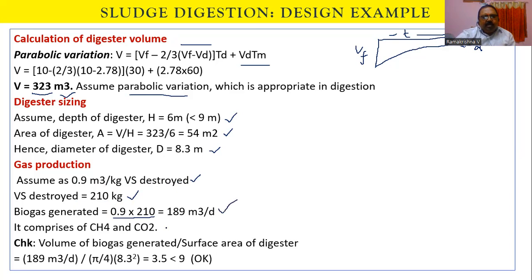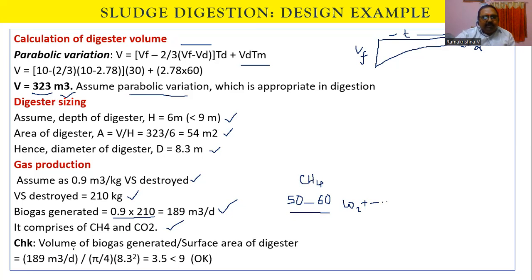So this comprises carbon dioxide and methane. Carbon dioxide is less, but methane will be around 50 to 60%, and the remaining will be carbon dioxide plus some other gases. So this is your methane. Methane is mainly used for heating applications because of its high calorific value.